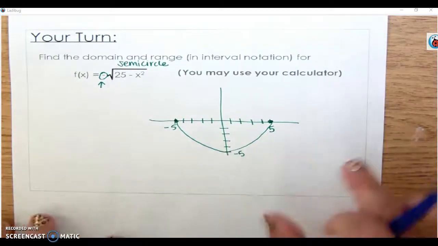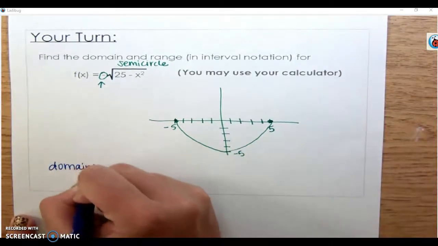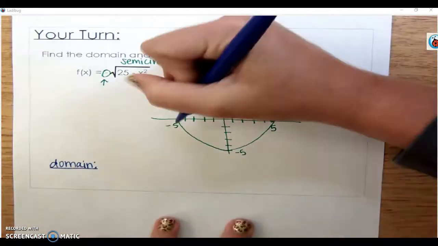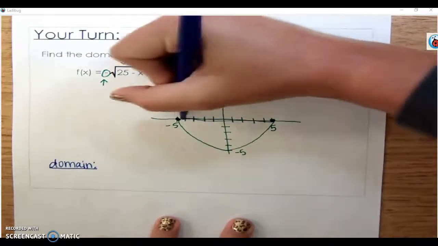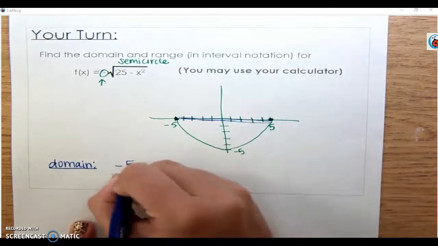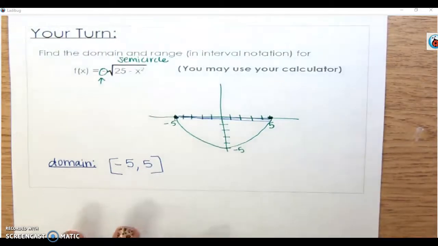So for using this picture for our domain, remember domain talks about x values. Looking at the x values, it goes from negative 5 to 5, and it can be any value in between those two. Okay, negative 5 and 5 are included, so we're going to have from negative 5 to 5, and they're going to have brackets.